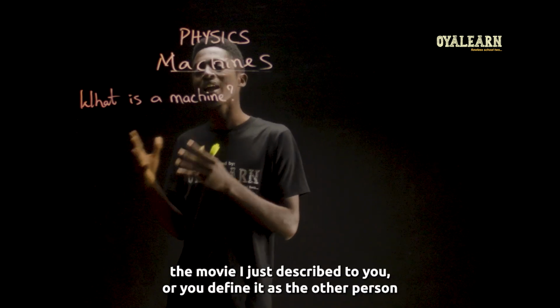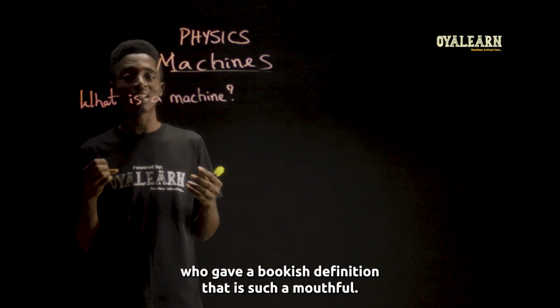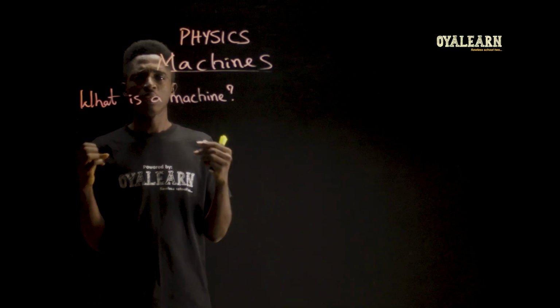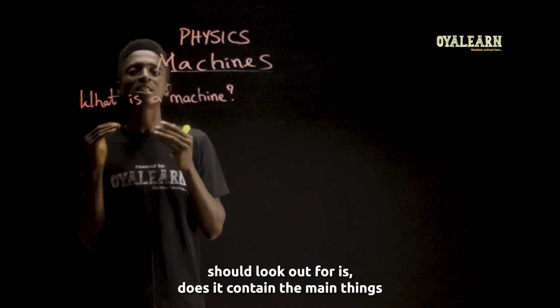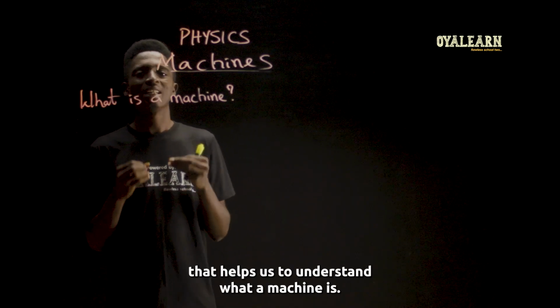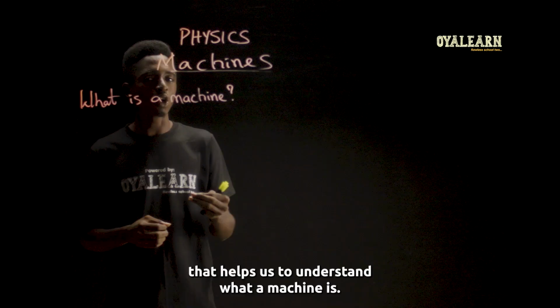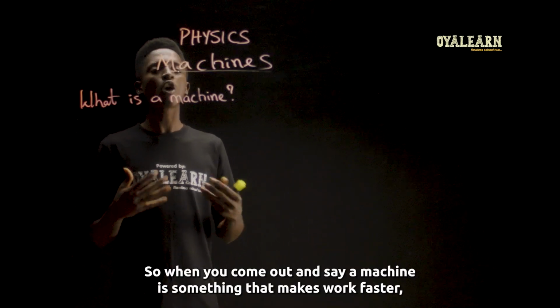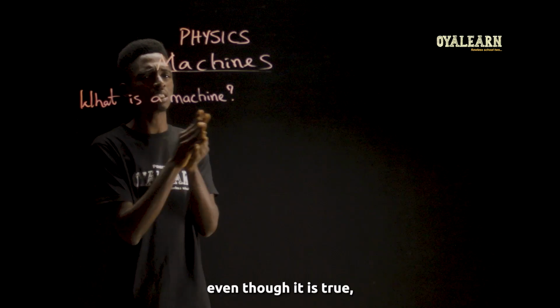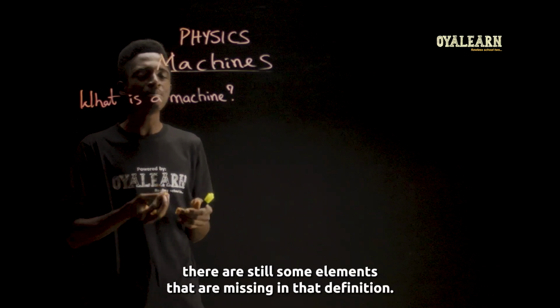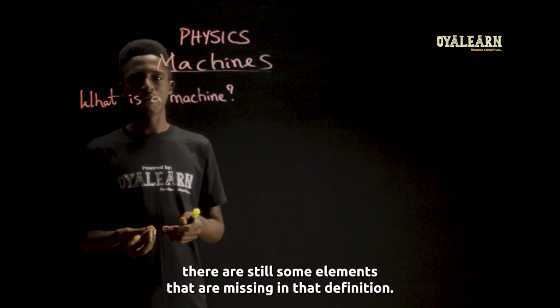So when you define a machine, whether you define it as the protagonist of the movie I just described to you, or you define it as the other person who gave a bookish definition that is such a mouthful, it doesn't really matter. What everyone should look out for is, does it contain the main things that help us to understand what a machine is? So when you come out and say a machine is something that makes work faster, even though it is true, there are still some elements that are missing in that definition.